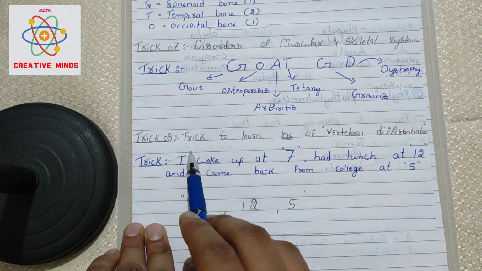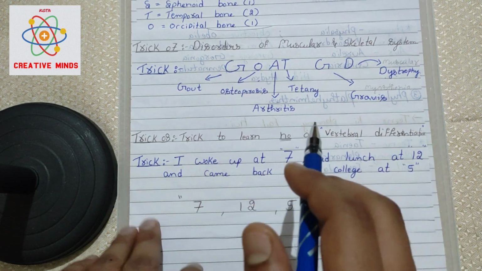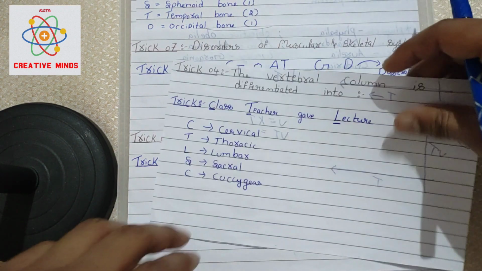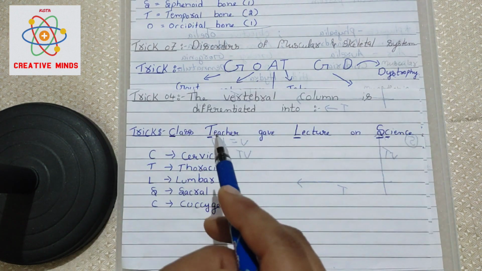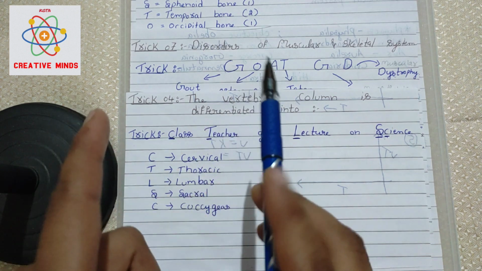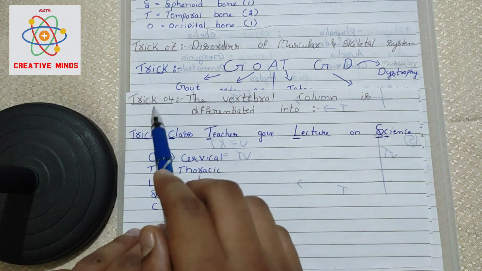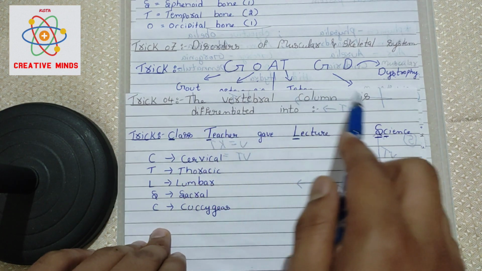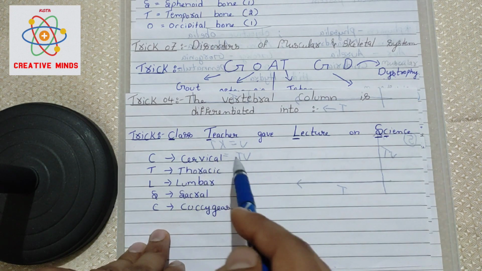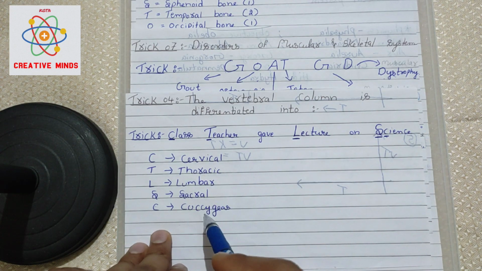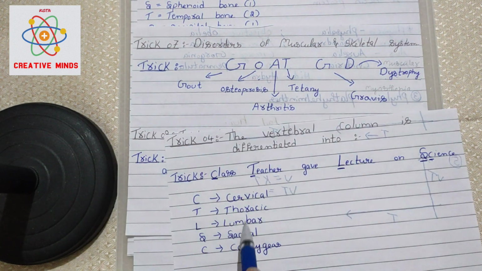Trick number 8 is a trick to learn the number of vertebral differentiation. In my previous video, in trick number 4, if you have seen my previous video, I have taught you trick number 4. If you want to watch that video, I will provide the link. You can easily watch it by clicking that video. In trick number 4, what I told you, the vertebral column is differentiated into cervical, thoracic, lumbar, sacral and coccyx. Am I right?